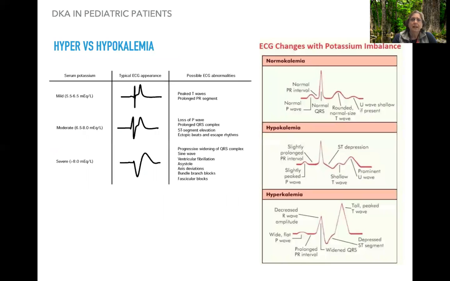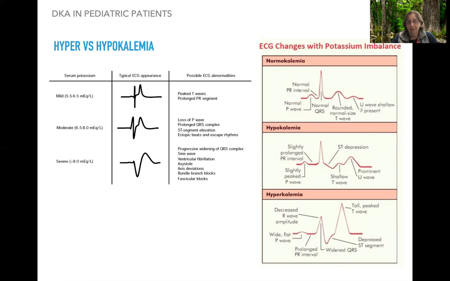Hyper- and hypokalemia, you've picked that up on your ECG. Here is your normokalemic, this is a normal QRS. With hypokalemia, you're going to get a slightly peaked P wave, a relatively normal QRS, a shallow T wave, an ST depression, and a prominent U wave.